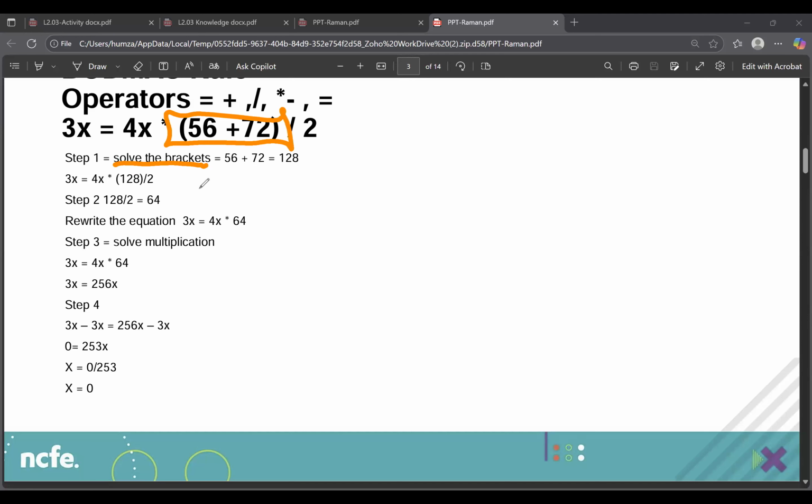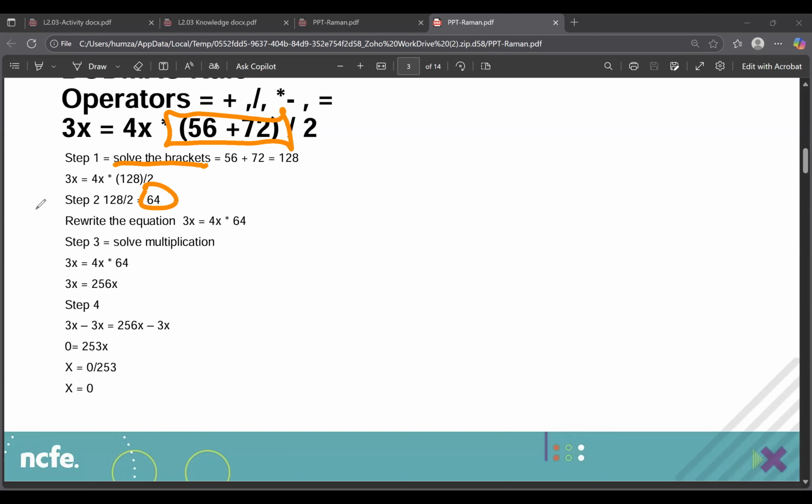The next step is to work out the division. As we know, division is before multiplication, addition, and subtraction. So 128 divided by 2 equals 64. So it will be 3x equals 4x times 64.